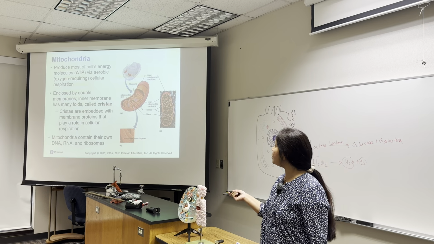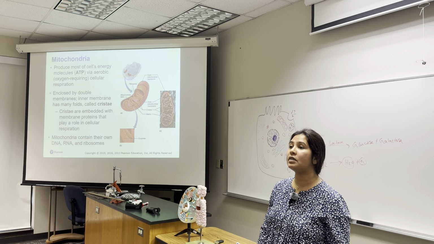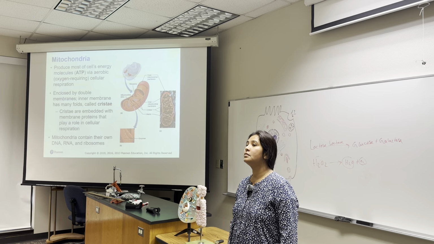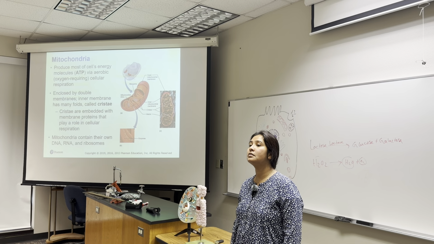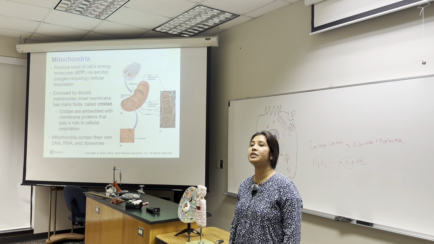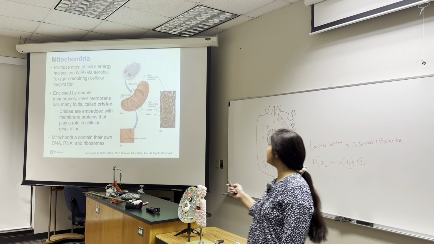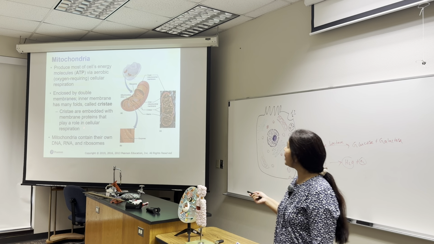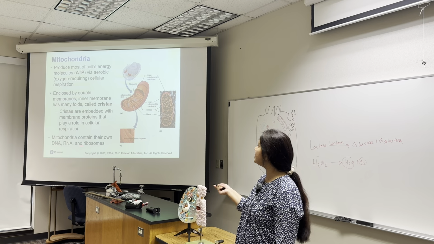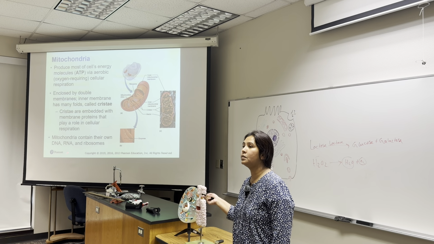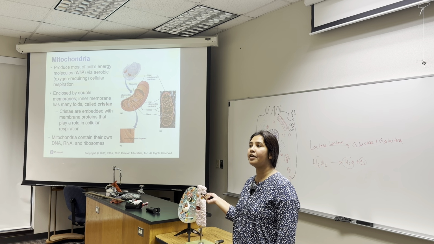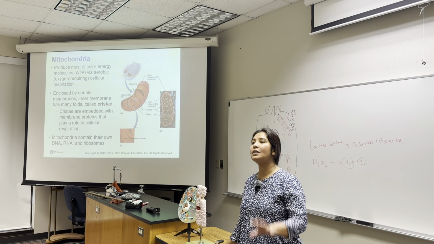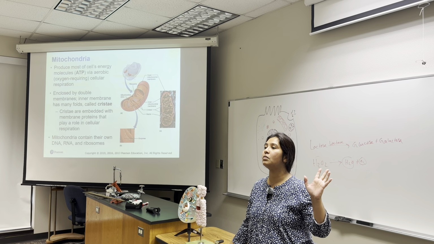So now everyone knows what's happening in the mitochondria. What's happening in the mitochondria? You are generating ATP, and mitochondria is called the powerhouse of the cell. Another thing about the mitochondria is that it also has its own DNA, RNA and ribosome. The reason they have their own DNA, RNA and ribosome is because once upon a time mitochondria was a what?